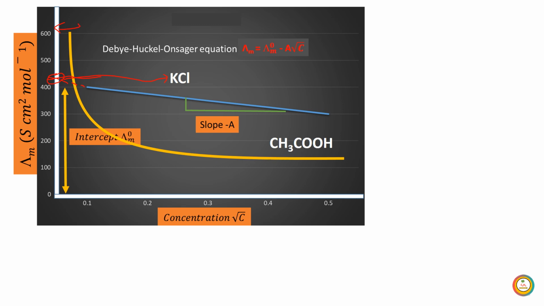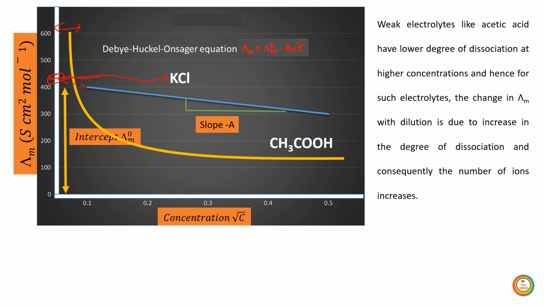So the extrapolation method doesn't work in the case of weak electrolytes. By the extrapolation method, we can find out the infinite dilution value, lambda m0, for strong electrolytes only, not for weak electrolytes. Weak electrolytes like acetic acid have a lower degree of dissociation at higher concentration, and when we decrease the concentration and increase the dilution, the degree of dissociation increases and the number of ions also increases.